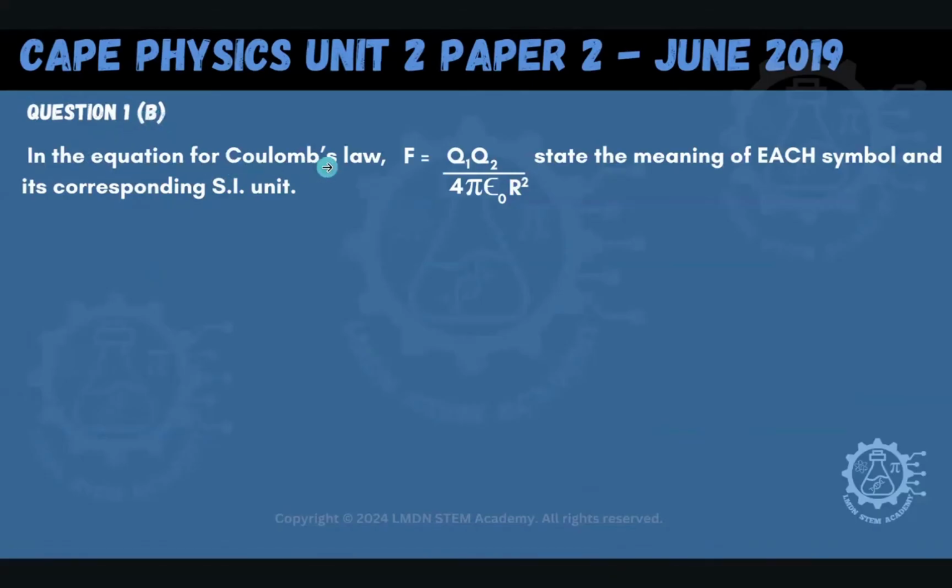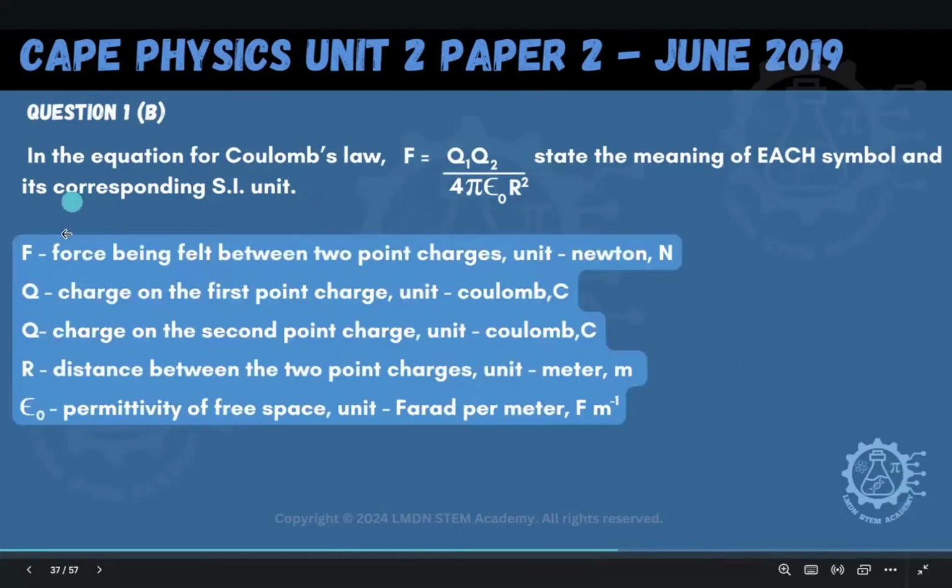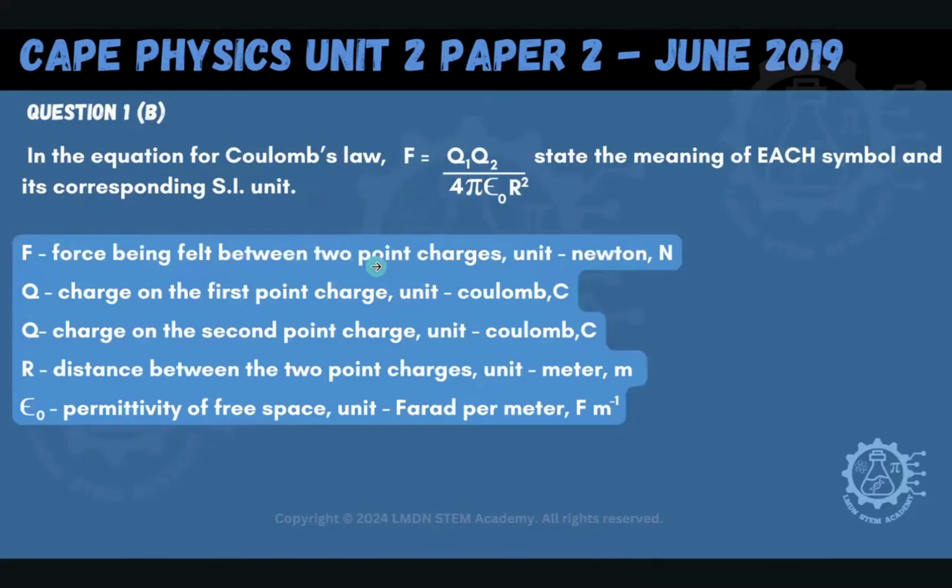It says in the equation for Coulomb's law, F is equal to Q1 times Q2 divided by 4 pi epsilon naught R squared, right? That's the equation from Coulomb's law. They want us to state the meaning of each symbol and its corresponding SI unit, okay? So all these symbols, we have to say what they mean and what their units are, and so here it is. So the F is the force that is being felt between 2 point charges, right? So that's F. And it's a force, so it has units of Newton, or for short, N, right?